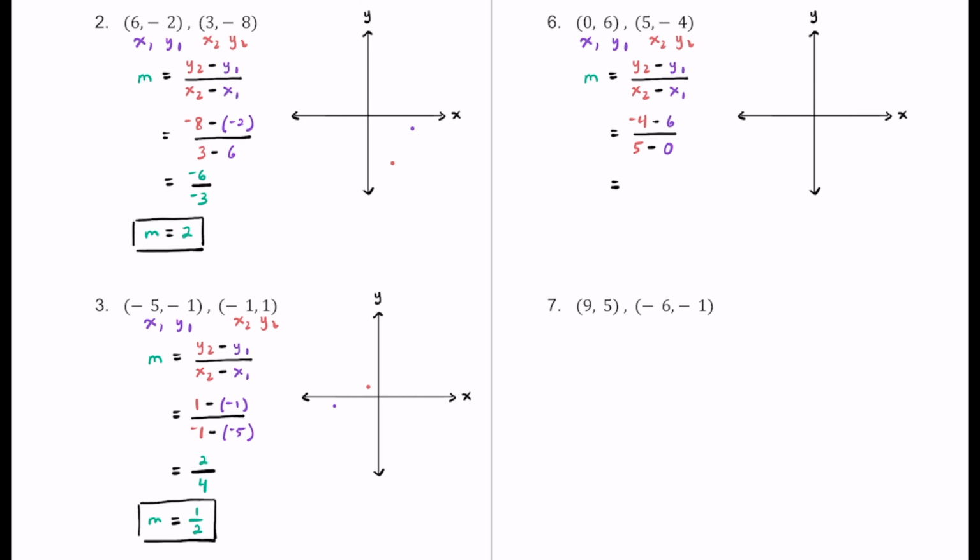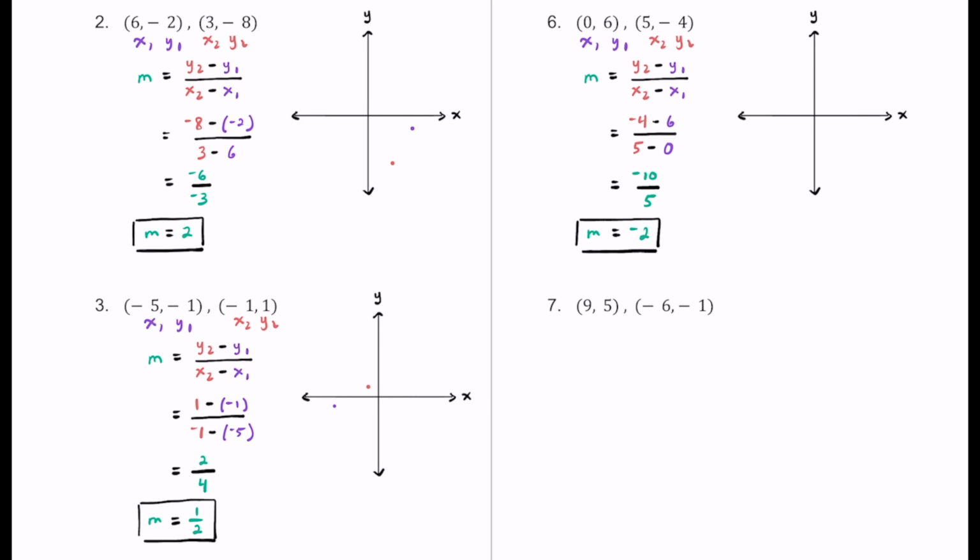Now in the numerator, this negative 4 take away 6 is the same thing as negative 4 plus negative 6. That'll equal negative 10. And in the denominator, 5 minus 0 is going to be 5. So it looks like we have a 2-to-1 ratio here, but 10 divided by 5 is negative 2. So let's make this negative 2 for our final slope. And so we say m equals negative 2.